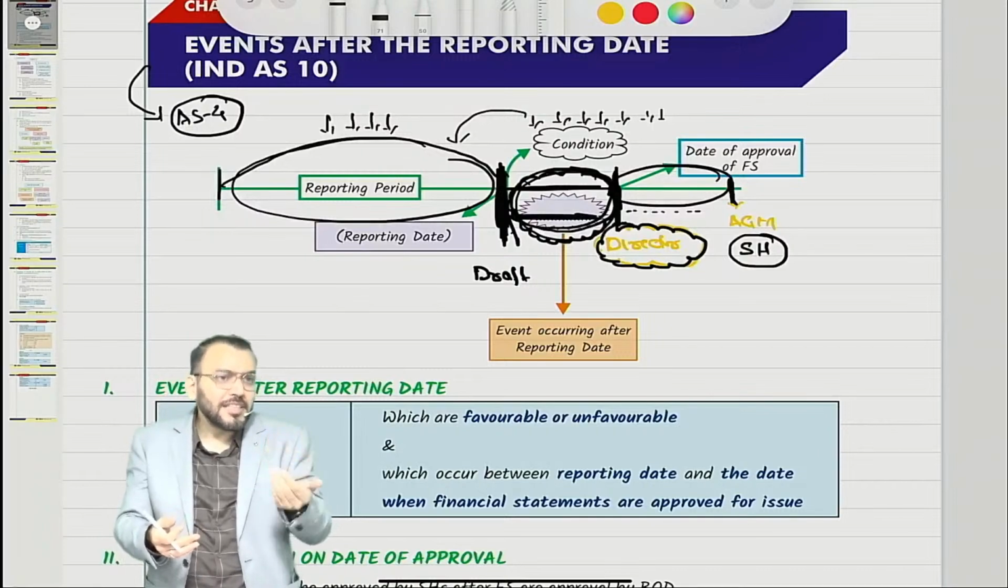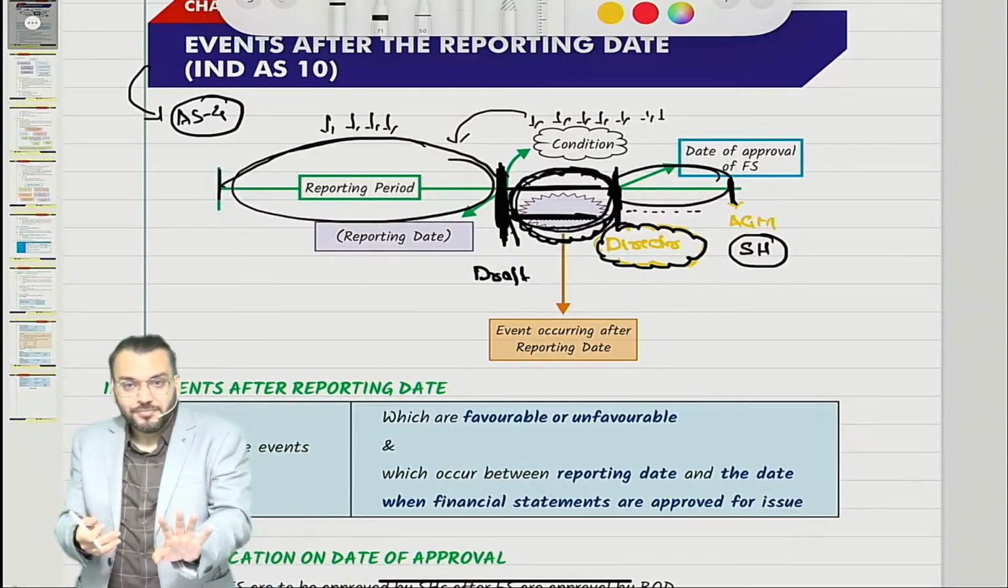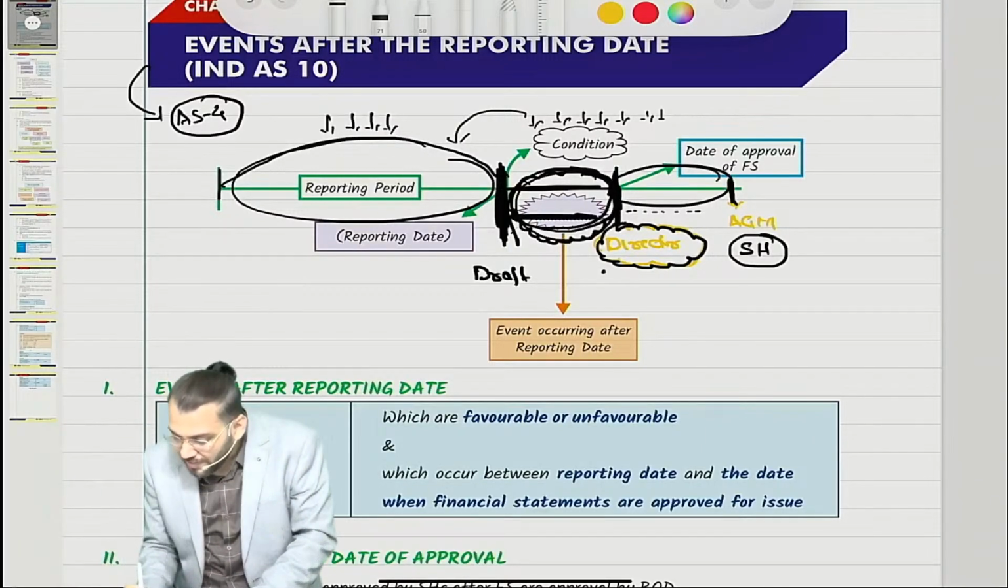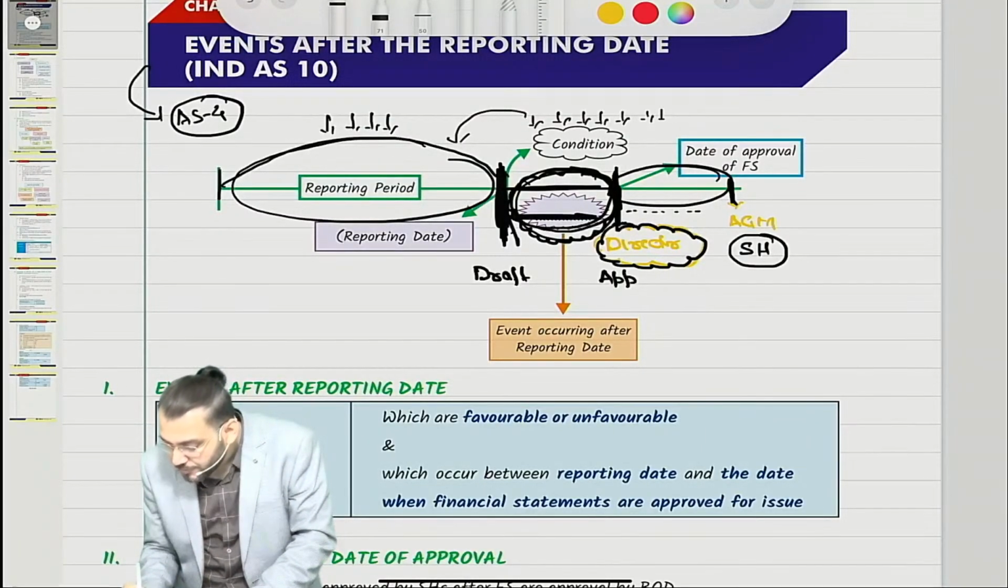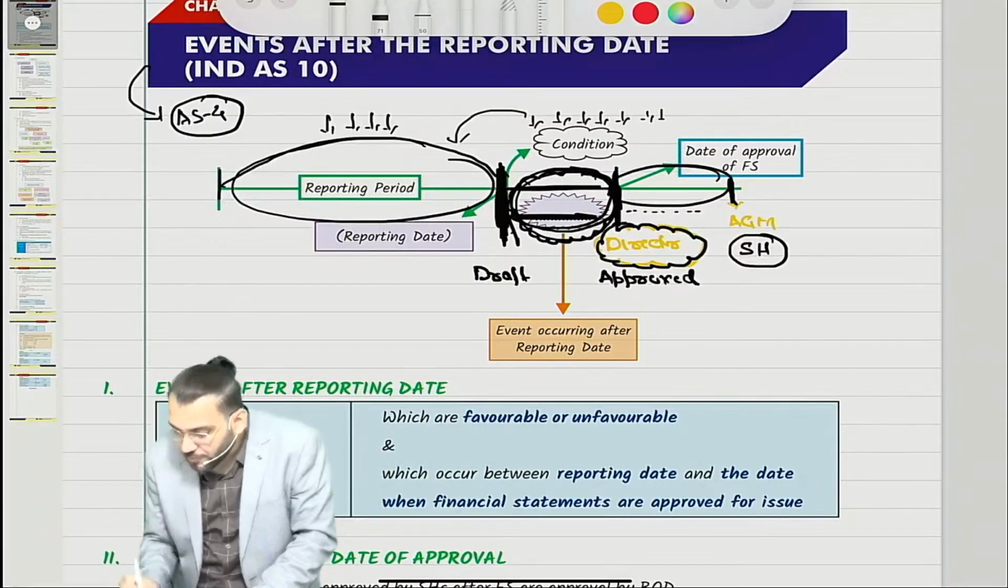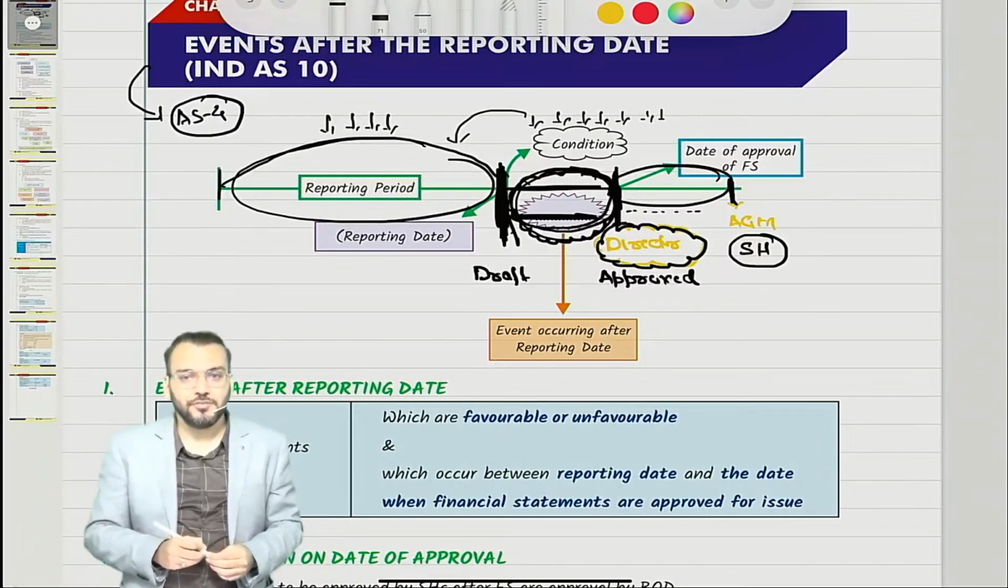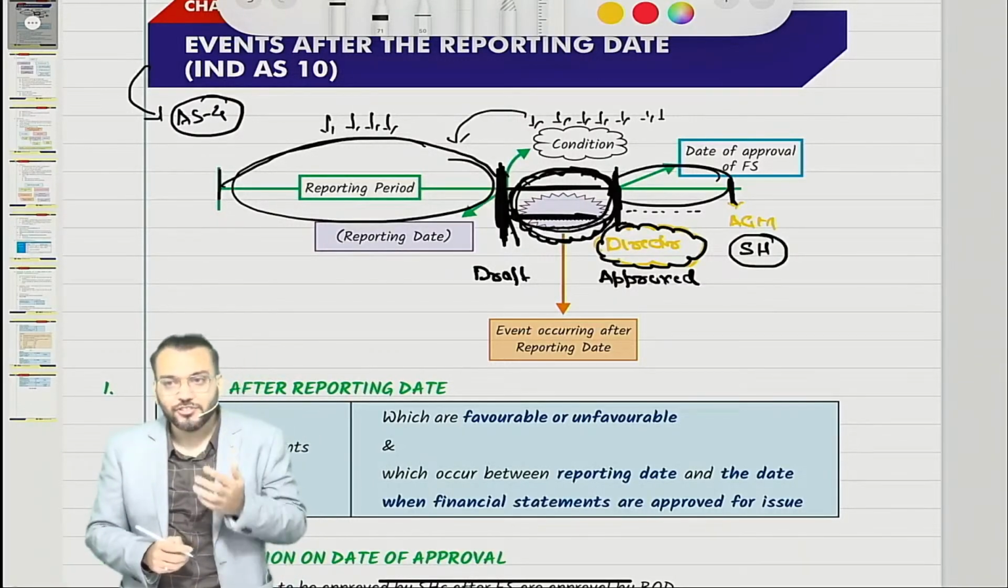Understood? Then a board of directors meeting will be held. In the board of directors meeting, this financial statement will be approved. Approved means it will be finalized. Understood?